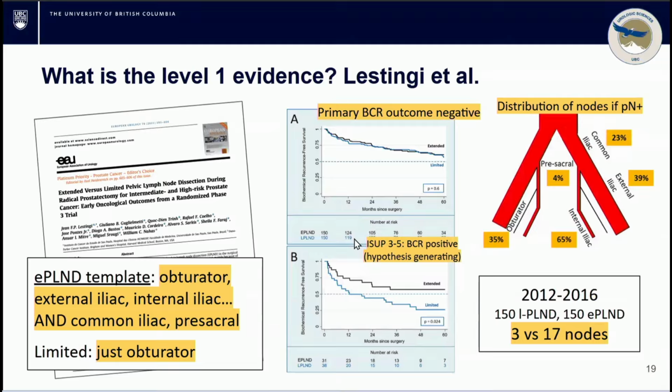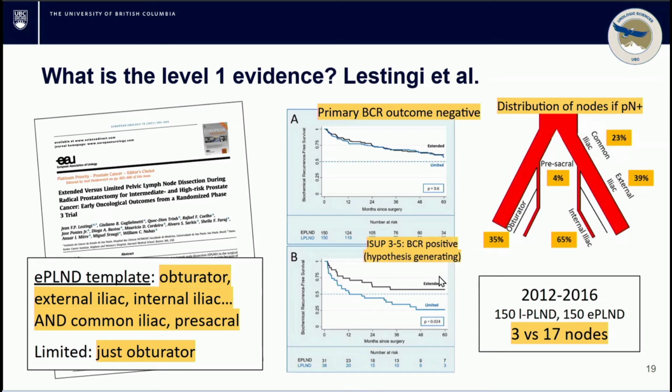They did have a secondary analysis, totally hypothesis generating, where patients with ISUP group 3 to 5 did have a difference in their BCR rates, where 60 months out, the extended group seemed to have close to 50% biochemical recurrence, and the limited group had about 75% biochemical recurrence. But the P is only 0.024 for this difference. And recall that about 40% of the cohort was high risk.